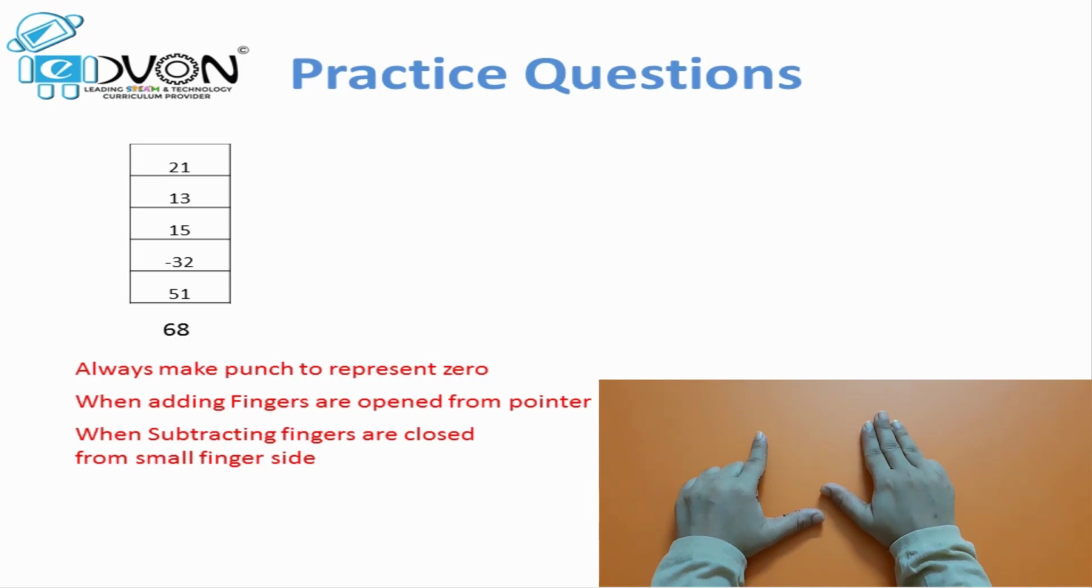As a result, we get 68. Thumb and 1 finger on left hand and thumb and 3 fingers on right hand. Make 0 and let's look at second example.